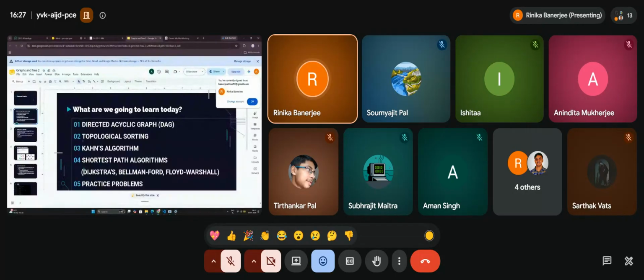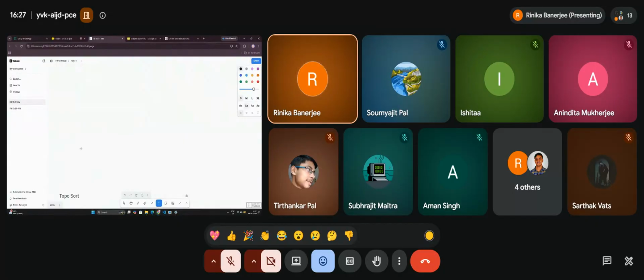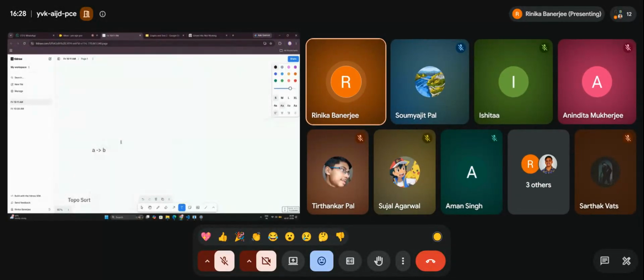Now, what is a directed acyclic graph? A graph that has directed edges and that contains no cycle. Now, what do we mean by directed edges? That is, if I have two nodes A and B, and there is an edge directed between A and B, so this edge is called directed. That is, I can move to node B only from node A because I have a directed edge from node A to node B. And what is acyclic? A graph that does not have a cycle is called an acyclic graph.